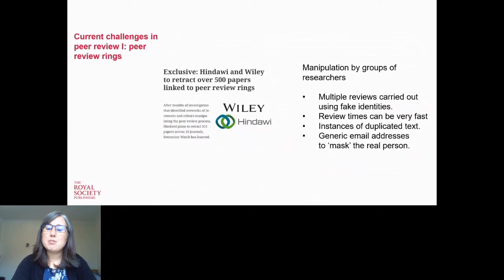There are a number of ways that peer review rings can be spotted. Firstly, review times can be extremely fast. There can also be duplicated text between reviews. The members of the peer review ring may also use generic email addresses to mask their real identity, for example, Gmail or Hotmail addresses. Last year, Hindawi announced they were going to retract over 500 papers linked to peer review rings. The Vice President of Researcher and Publishing Services for Hindawi said he suspected these rings consisted of reviewers and editors working together to advance manuscripts through to publication.